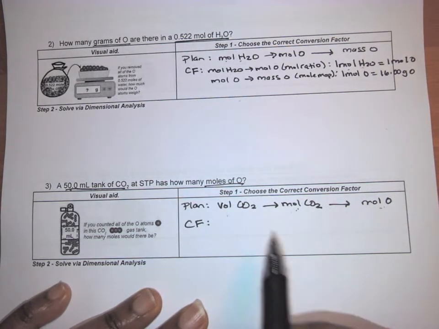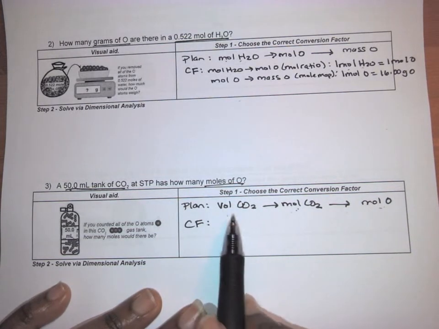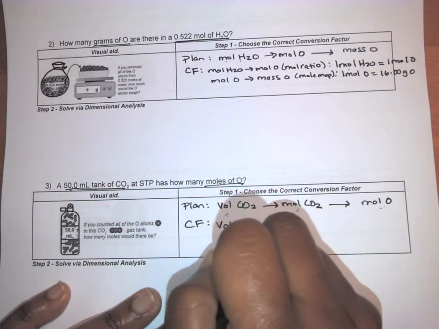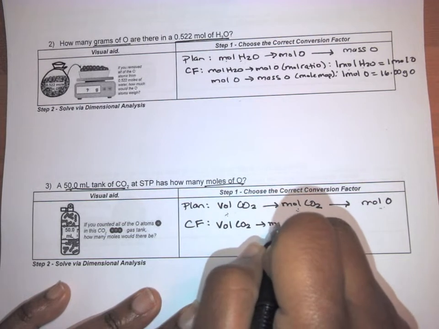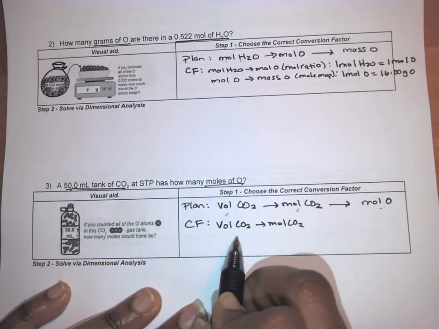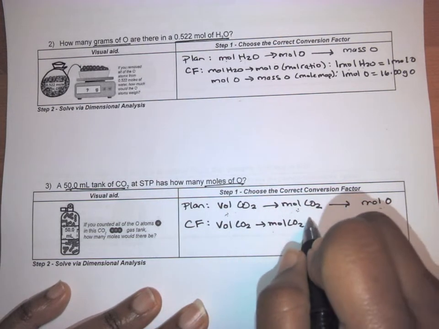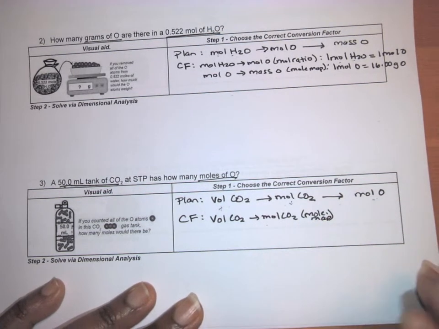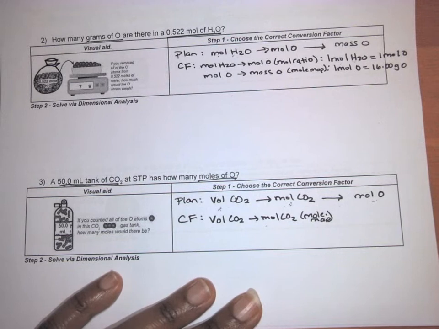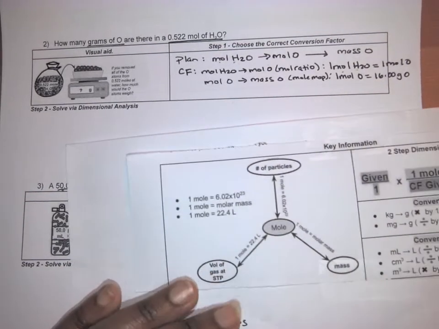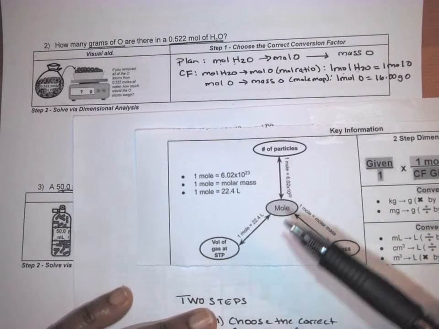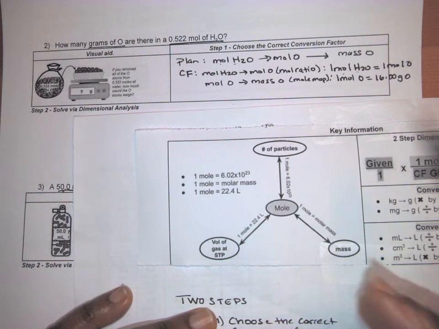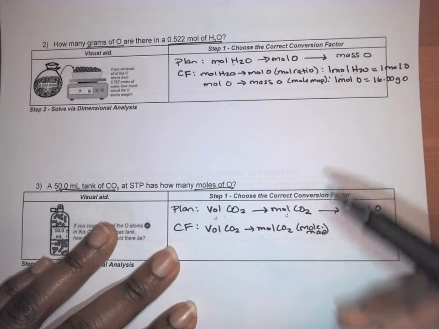Okay, so now this plan looks good. Now how do I go from volume to moles? That's my first conversion factor I need to work on, volume of CO2 to moles of CO2. Well, these are the same substances, just different amounts. This would be a mole map problem. So I'm going to go on my mole map, and I'm going from volume to moles. I'm going to use this conversion factor: 1 mole is equal to 22.4 liters.